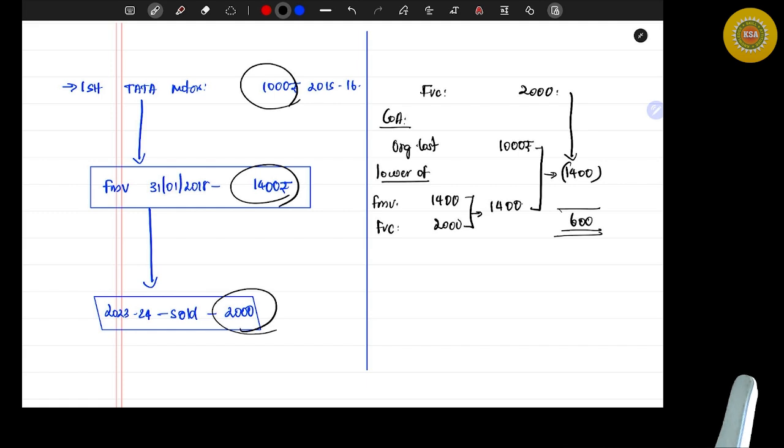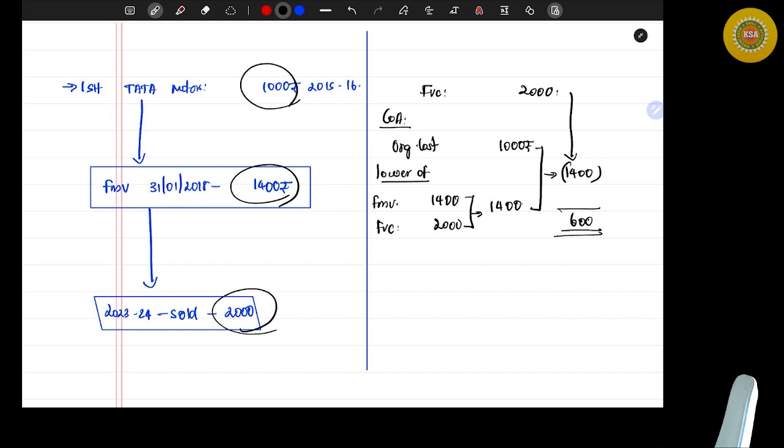So whenever you are purchasing a listed share or a listed unit of equity oriented fund or a listed unit of business trust, and if the date of purchase is before 31st January 2018, then while computing the cost of acquisition, you have to make use of this particular formula. And what is the formula? Either you take the original cost of acquisition and put it over there. Then you compare the fair market value as on 31st January 2018 with the full value consideration at the time of sale, and pick the lower. Then that lower and the original cost of acquisition have to be compared and you pick the higher.